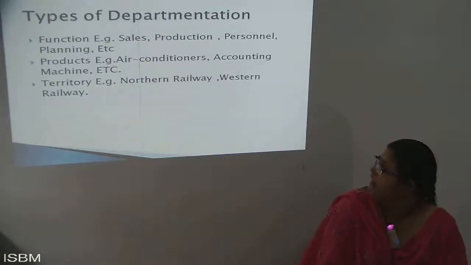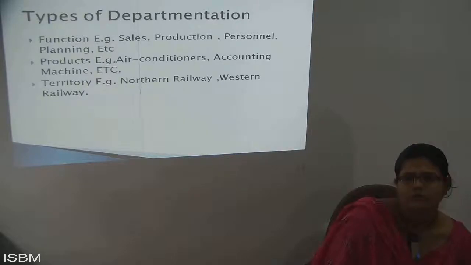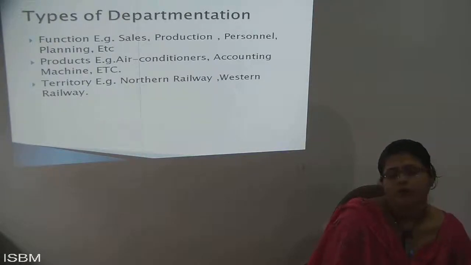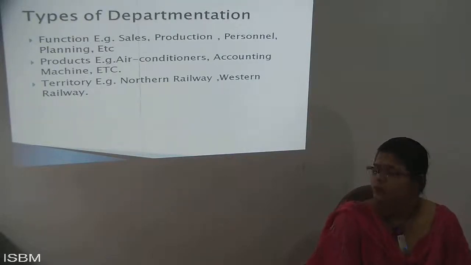So first, for example, air conditioners, accounting machines, etc. Here I have given one example. As we move further, at least you will be aware of the categories which have been explained here. So this is a product way, where the products are handled with the help of the product department. Next is the territorial way.